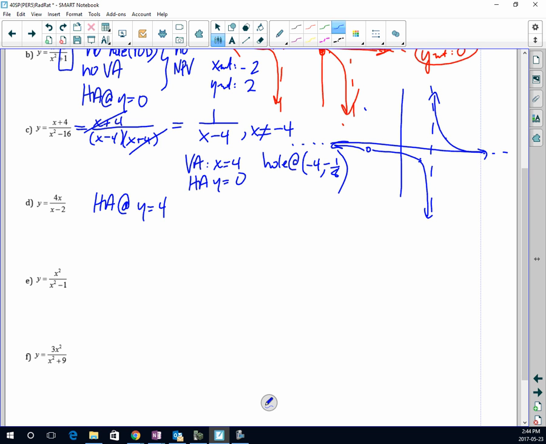If you still don't believe that little trick, then you have to long divide. So if I long divide, x minus 2 goes into 4x how many times? 4 times. What do I get? 4x minus 8. Then I subtract, switch the signs. They cancel and I'm left with 8 as my remainder. So that would be 8 over x minus 2. If I rewrite it just like we learned the other day, this would be 8 over x minus 2 plus 4. What does that represent? The horizontal asymptote that got shifted up 4.